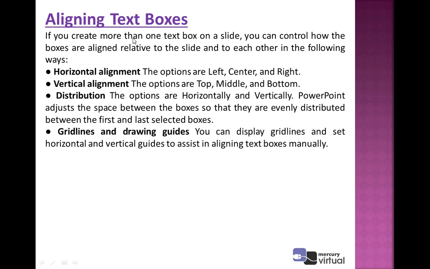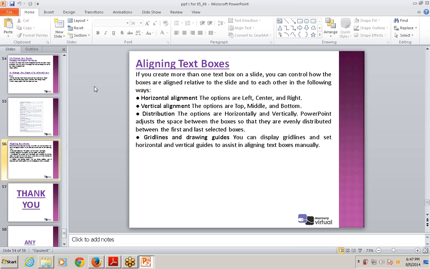How to align the shapes? There are different types of alignment like horizontal, vertical, distribution, grid lines, and the drawing guides. Means you can use alignment for text boxes. You can align the text either left, right, center, or horizontal, vertical distribution. Now let's see in a practical way.